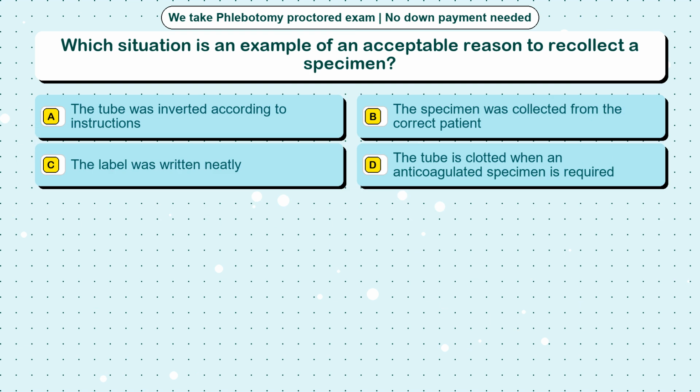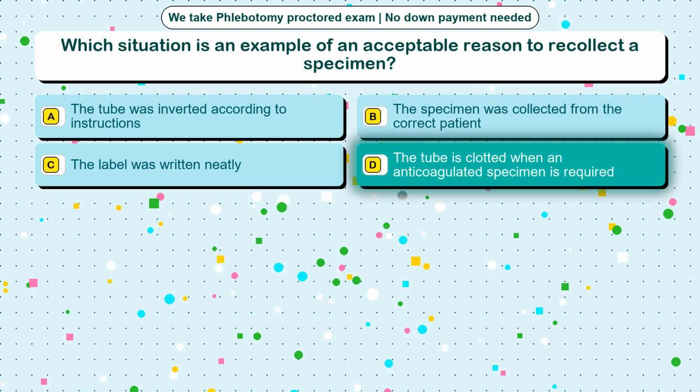Question 40. Which situation is an example of an acceptable reason to recollect a specimen? Option A. The tube was inverted according to instructions. Option B. The specimen was collected from the correct patient. Option C. The label was written neatly. Option D. The tube is clotted when an anticoagulated specimen is required.